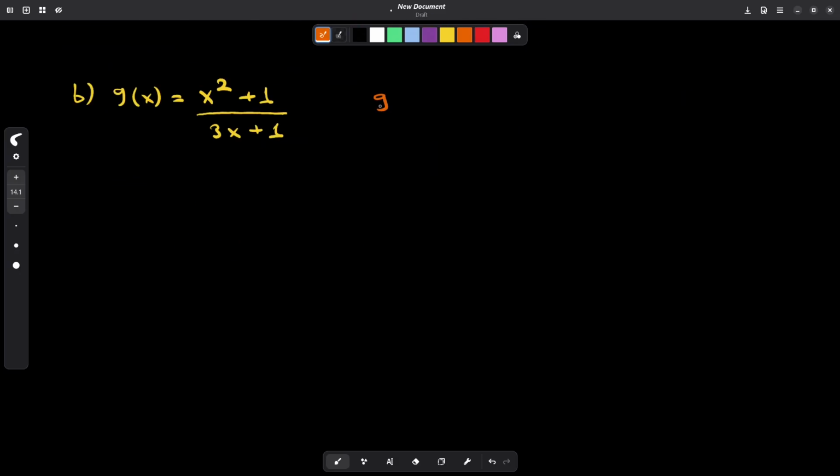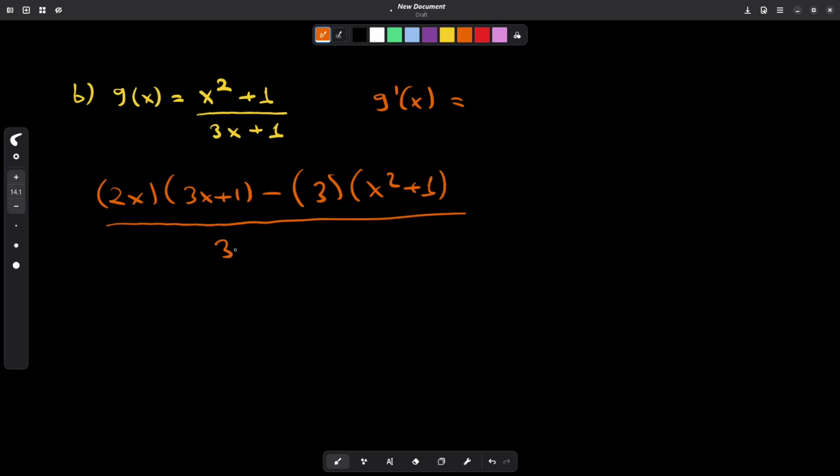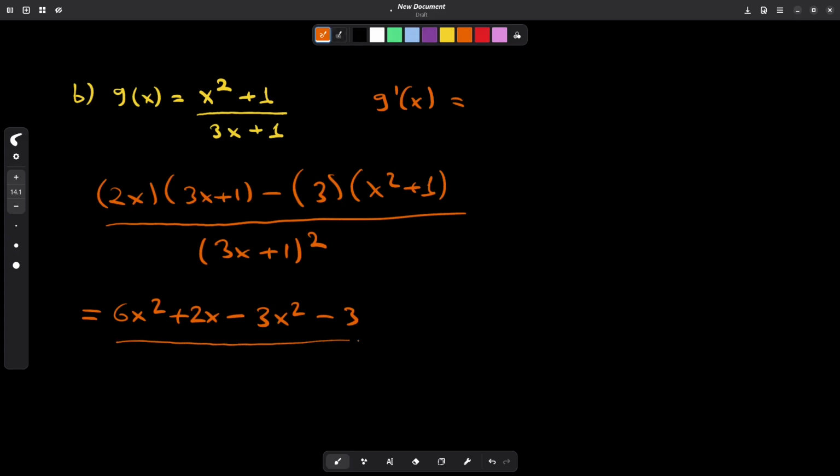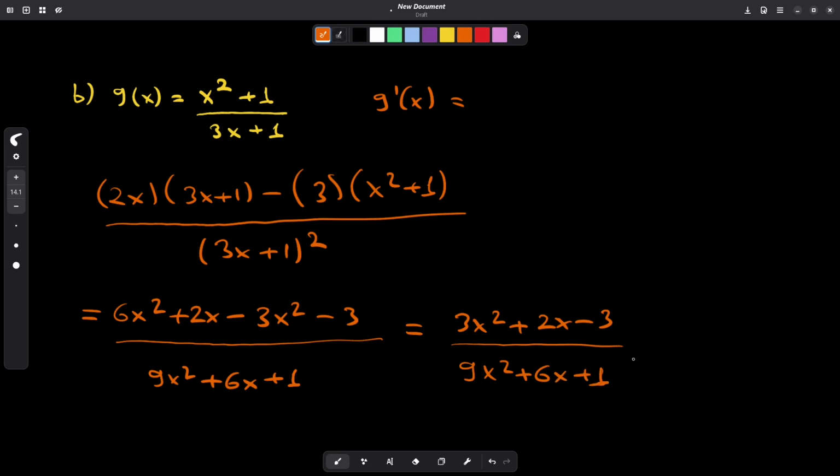Now the derivative of a division, right? g(x), what is this? The derivative of g(x). Differentiating the first term, 2x, multiplied with the denominator 3x plus 1, minus, let's differentiate the denominator, 3, multiplied with x squared plus 1, and this is over (3x plus 1) squared. 2x times 3x, 6x squared plus 2x, minus 3x squared from here, and minus 3. And this is over, should we expand this? Let's do it. 9x squared plus 6x plus 1, right? 9x squared minus 3x squared, 3x squared plus 2x minus 3. This is over 9x squared plus 6x plus 1, which is the derivative of g(x).